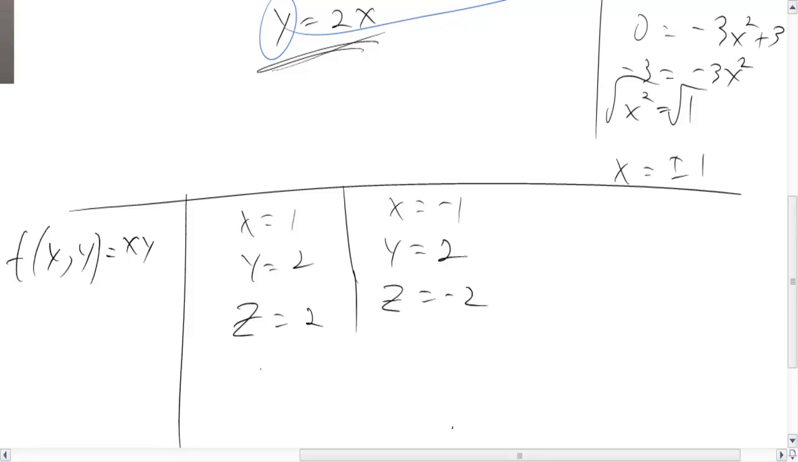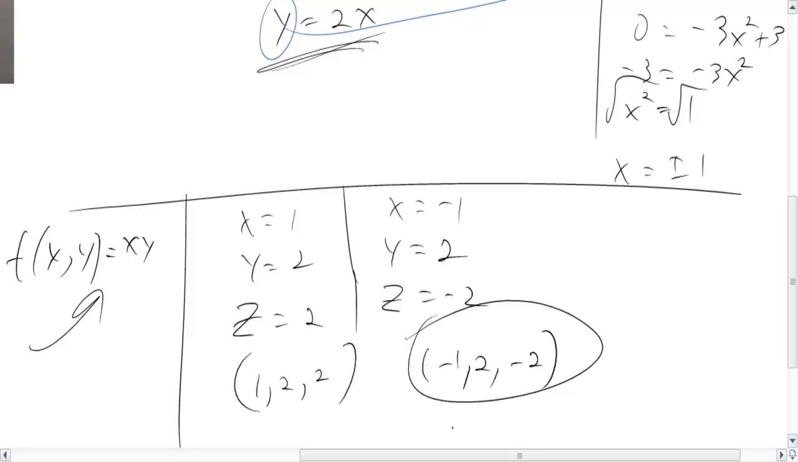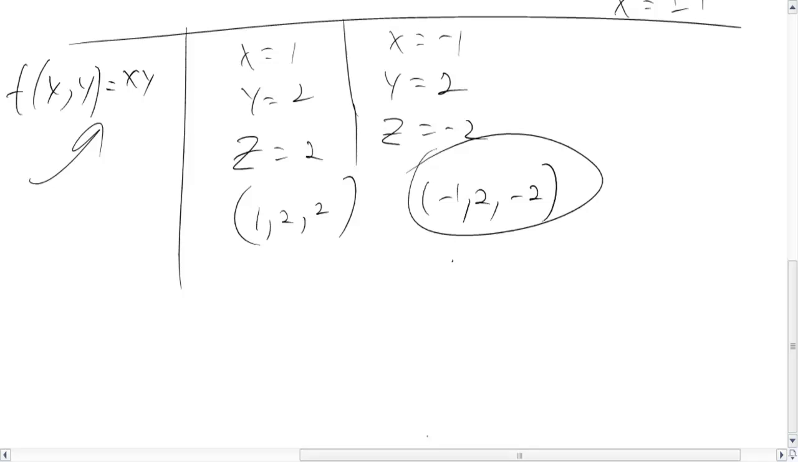So I have two answers to this system. I have (1, 2, 2), and I have (negative 1, 2, negative 2). And we have to keep in mind it wants us to find the minimum from this equation. So which z value is lower? It would be this one right there, because it has a z value of negative 2. So therefore, my answer would be I have a minimum of negative 2 at (negative 1, 2). Okay, I hope that makes sense.